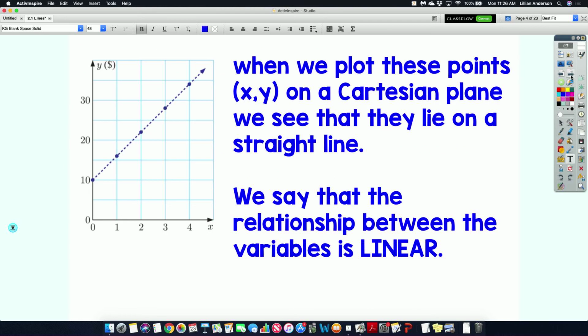So when we plot these points, X, Y, on a Cartesian plane, does anybody know what Cartesian plane means? Raise your hand if you've never seen that word before. It's nothing but an XY plane. So when you see Cartesian, that just means XY plane. We see that they lie on a straight line. As you can see, here is (0, 10). So no rides, $10, and so on and so forth. And we say the relationship between the variables is linear.